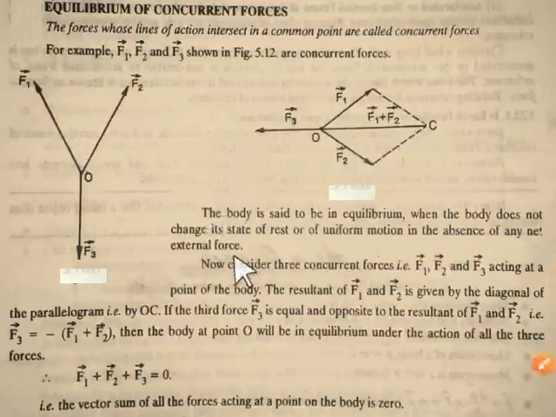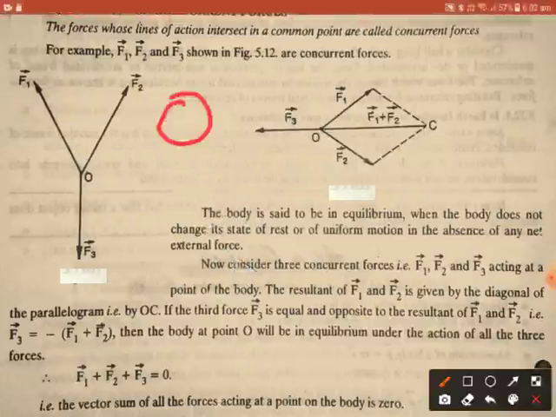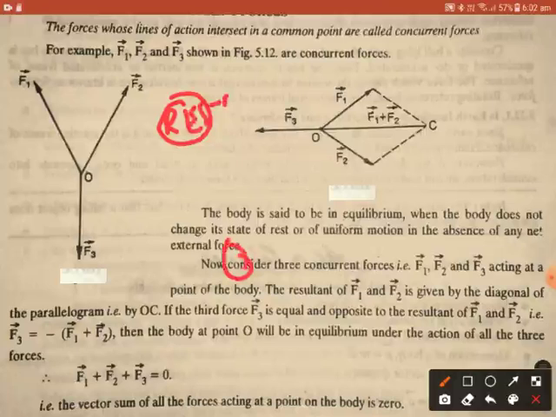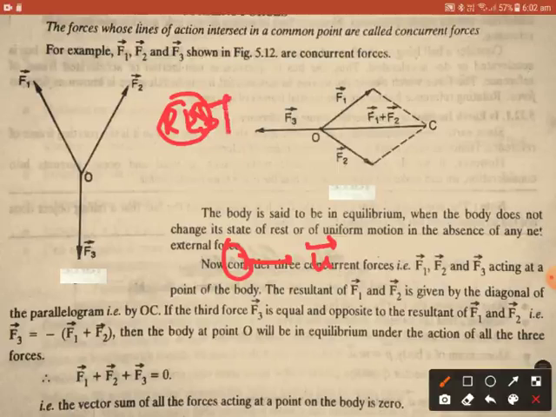Suppose one body is at rest, and another is moving with uniform motion, that means with a constant initial velocity u. And if the body which is at rest is acted upon by these three forces, one along here, another along here, another along here, let's take it that this is F1, this is a second force, and this is a third force.